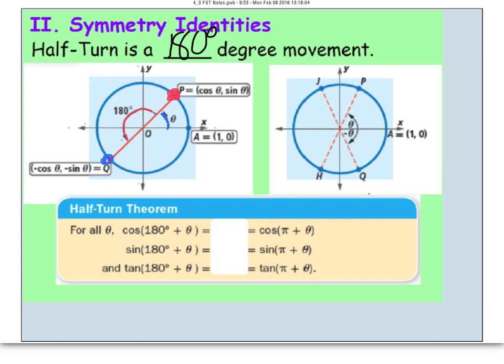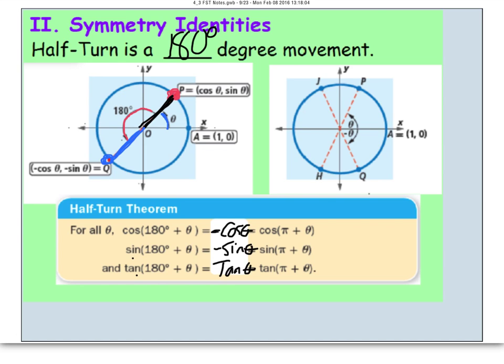So what we're going to find is the cosine here, which was positive, will now become negative. The sine here, which was positive, will now become negative. The tangent means the slope of the line. Well, the slope of the original angle is right here. The slope of the new angle is right here. It's actually on the exact same line, so the slopes are the same in this case. So the theorem says this. The cosines of these are going to be direct opposites of each other. The sines are going to be opposites of each other, but the tangent is actually going to stay the same.